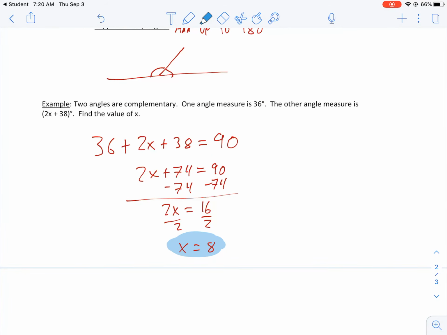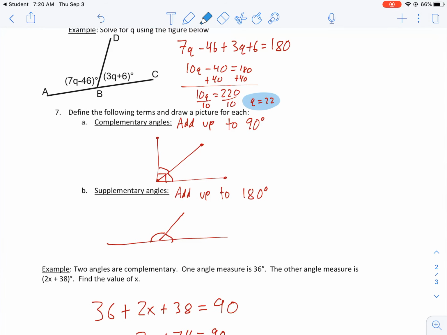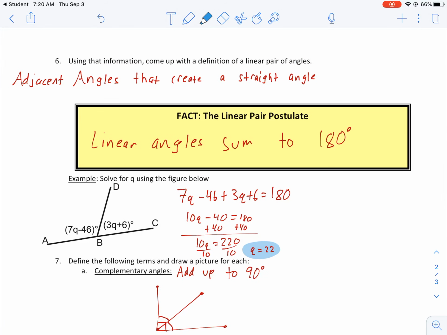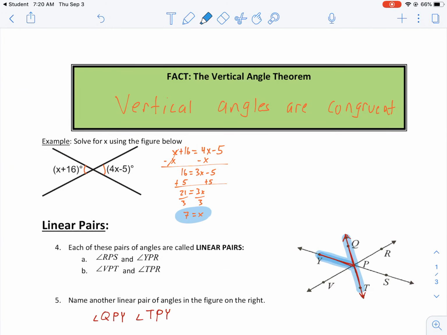So those are all the angle pairs that we're going to talk about today. We talked about supplementary angles adding up to 180, complementary angles adding up to 90. Linear pair of angles, that's angles that create a line, they also add up to 180. And then vertical angles, angles that are across from each other when lines intersect, and those angles are congruent.